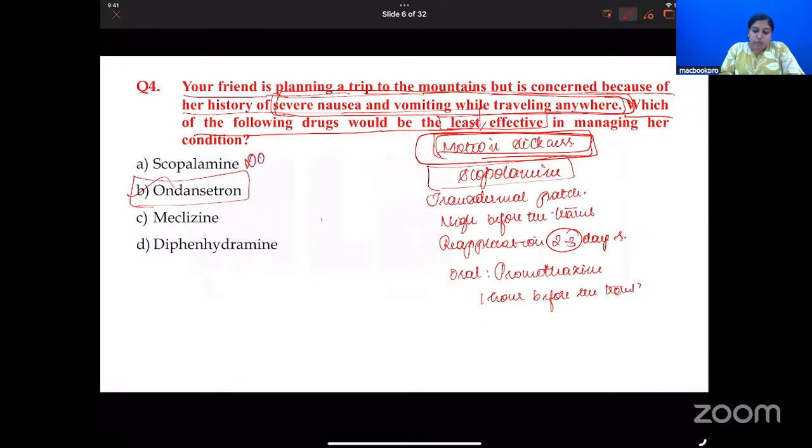Other than that, scopolamine is the drug of choice, and meclizine and diphenhydramine are antihistamines. So these drugs are also involved in the management of motion sickness, but they are not the most effective; the most effective drug is scopolamine. These are H1 antagonists, and they are given prophylactically in the management of motion sickness and in other problems. But they are not the drug of choice, that you people have to remember.